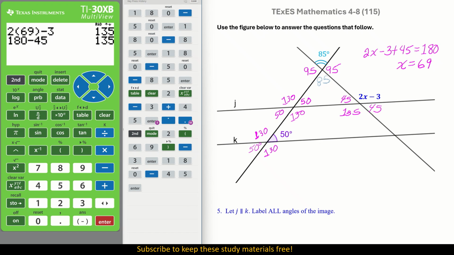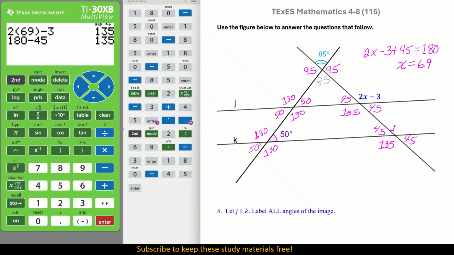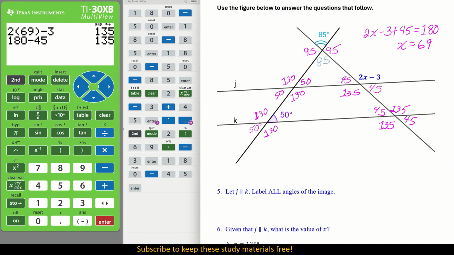So we filled everything in that we need. Now, we are along a transversal again, okay? A different transversal, but we can use it with the two parallel lines, J and K. So this tells us that we have 45 here and 45 here, 135 here, and 135 here. And I do believe we have now labeled every single angle and obtained the value of x, okay?